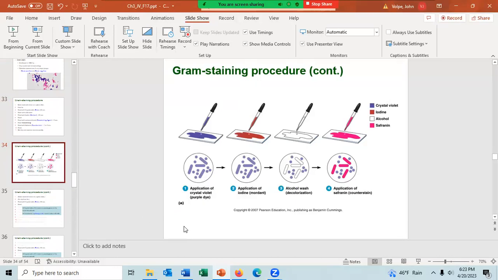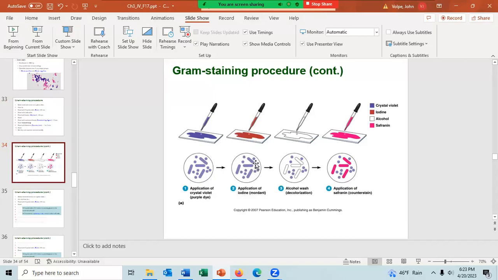When you apply the crystal violet, all cells will stain purple, both the gram-negative and the gram-positive. Because the primary stain, the crystal violet, will stain all cells. We then apply the iodine, and it is a mordant. It makes the cells a little darker and a little more purple. The crystal violet is a blue purple. After applying the iodine, there'll be a purple, more of a purple color, if you know what I mean.